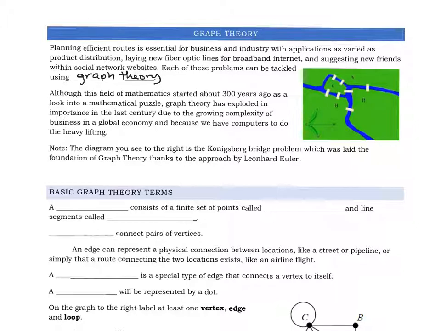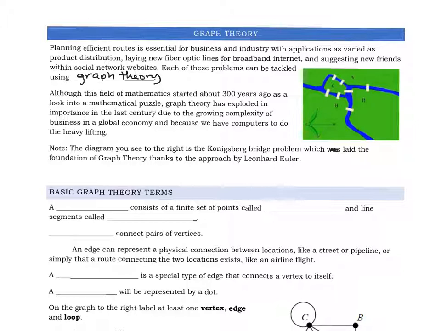Although this field of mathematics started about 300 years ago as a look into a mathematical puzzle, graph theory has exploded in importance in the last century due to the growing complexity of business and a global economy, because we have computers that do the heavy lifting. Note, the diagram you see to the right is the Königsberg Bridge problem, which laid the foundation of graph theory thanks to the approach by Leonhard Euler.